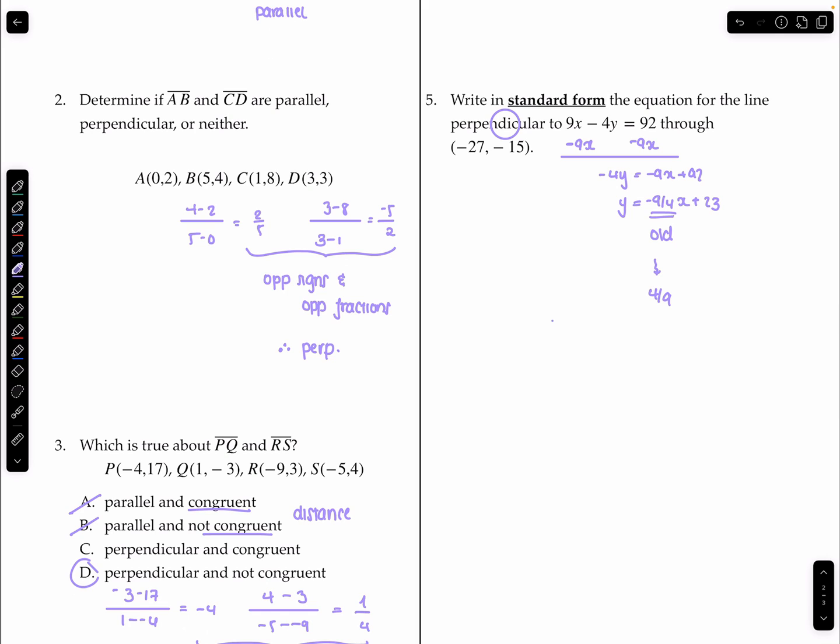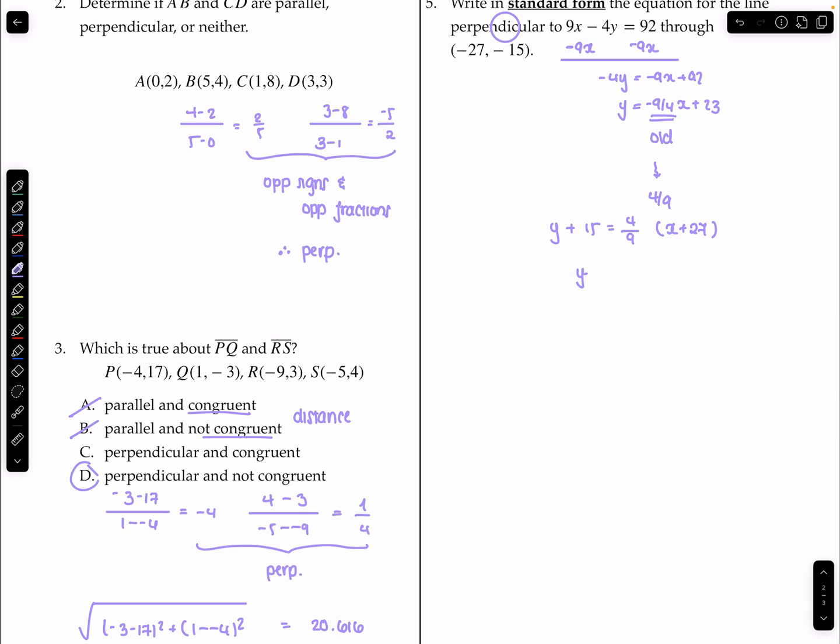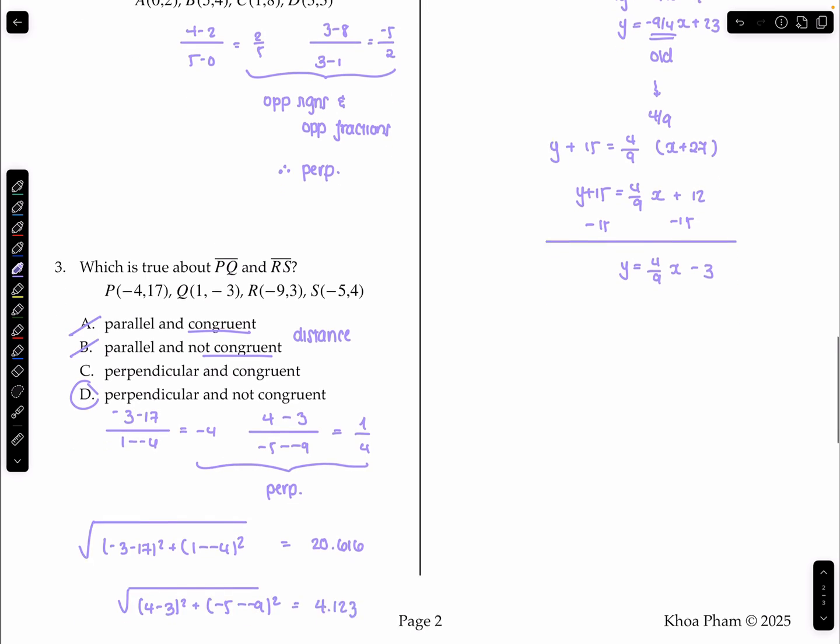So writing this in point slope form is y plus 15 equals 4/9 x plus 27. Remember to flip those signs right there. And so this is y plus 15 equals 4 over 9 x plus 12. Subtracting 15 from both sides gives us y equals 4 over 9x minus 3.